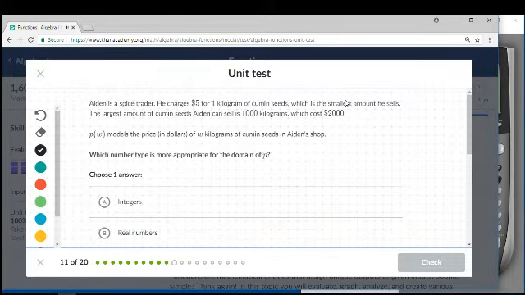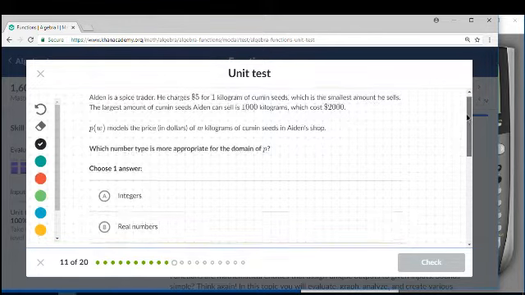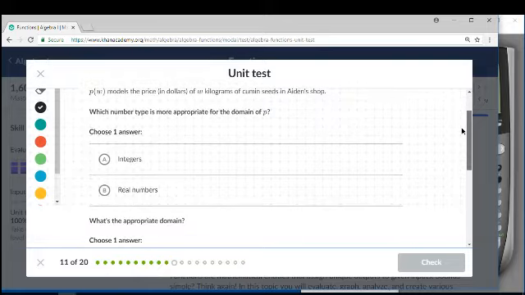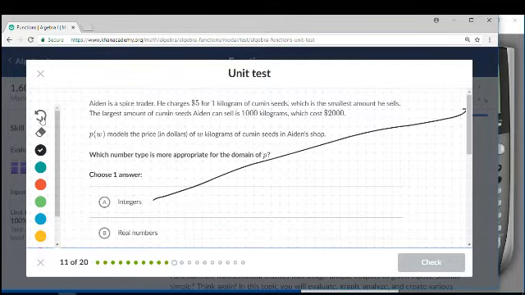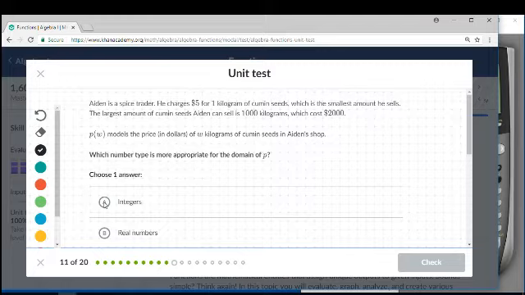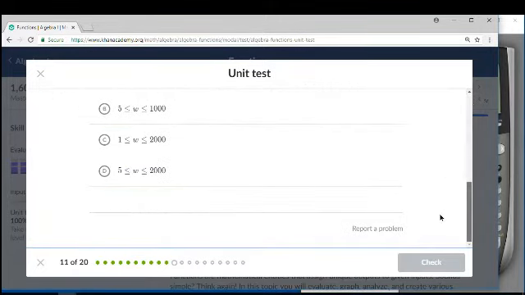All right, Aiden is a spice trader. He charges $5 for 1 kilogram of cumin seeds, which is the smallest amount he sells. The largest amount is 1,000 kilograms, which costs $2,000. What is the appropriate domain of P? And I'm going to say real numbers because you can have a fractional weight of cumin seeds. You can have 0.5 kilograms. What is the appropriate domain?